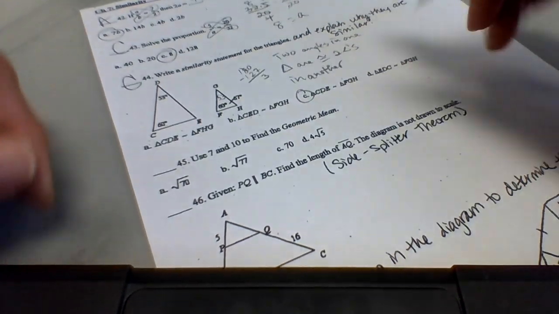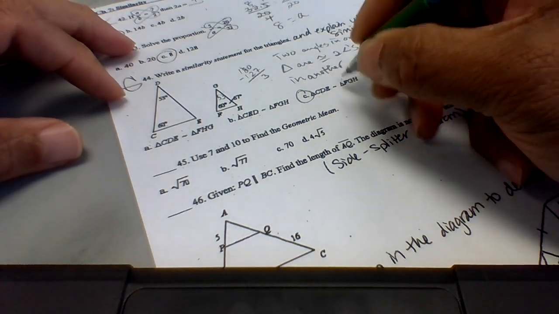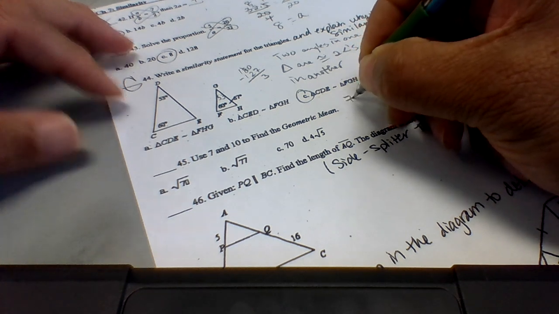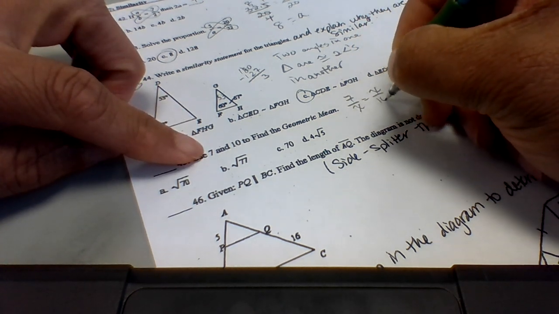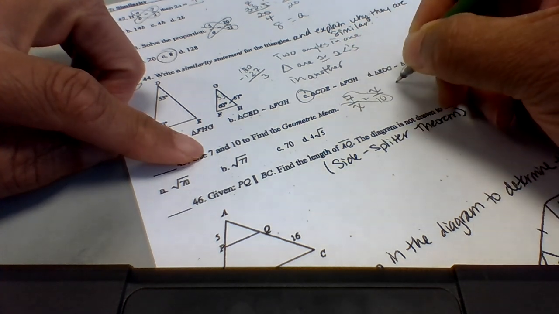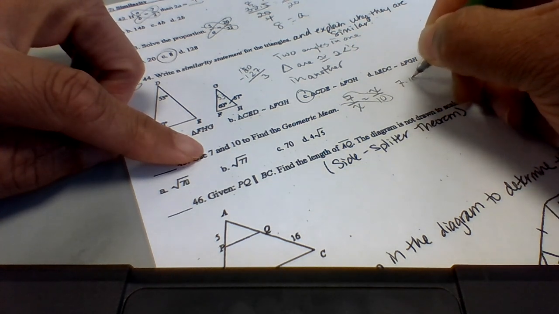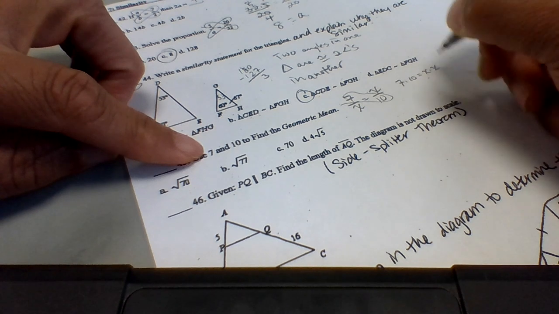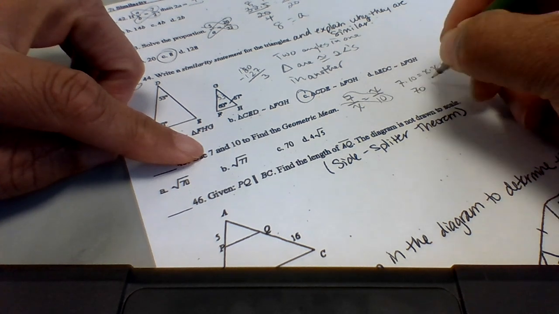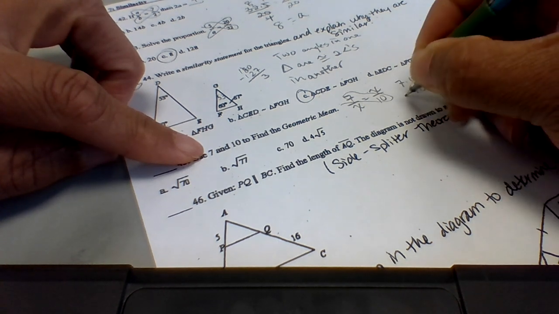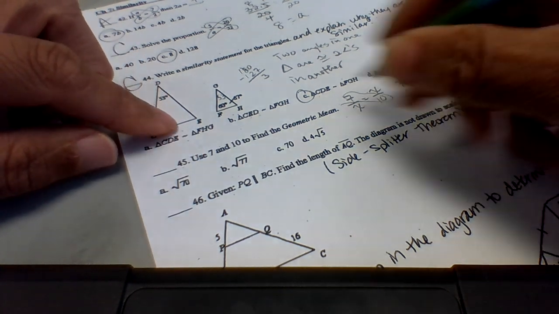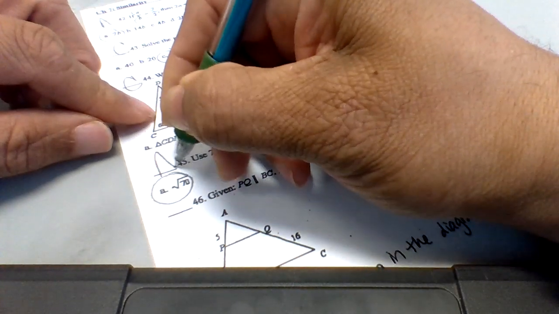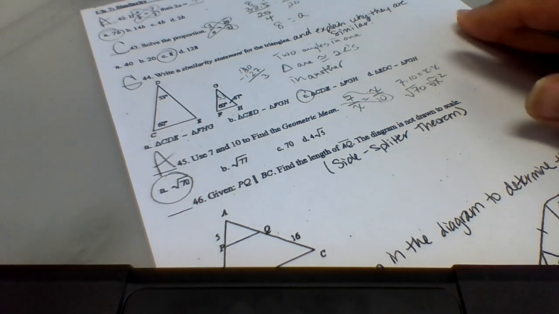All right. Use 7 and 10 to find the geometric mean. So 7, first number, over X is equal to X over 10. Cross multiply. So 7 times 10 is equal to X times X. 70 is equal to X squared. Take the square root in order to get rid of the X squared. So the square root of 70 is your geometric mean.